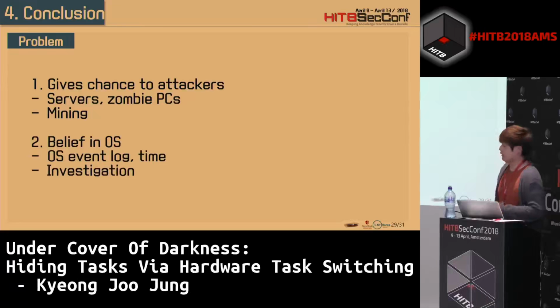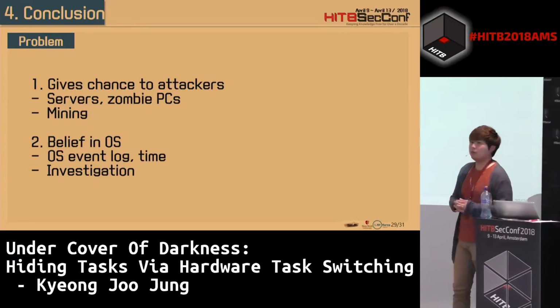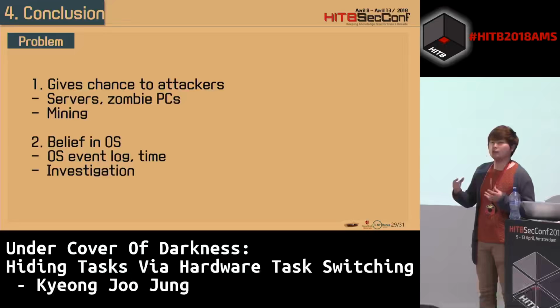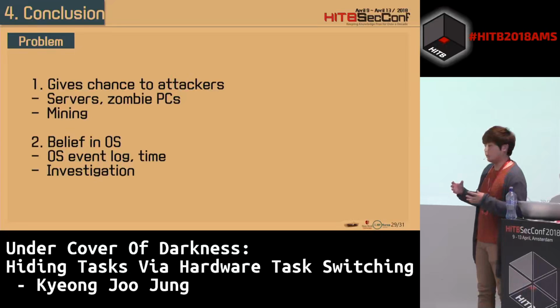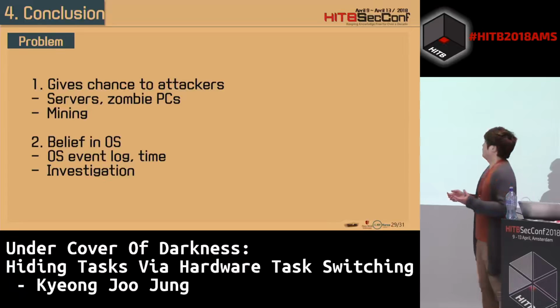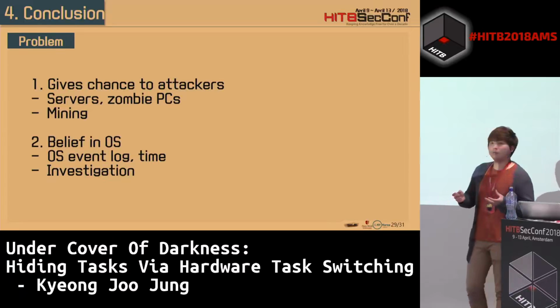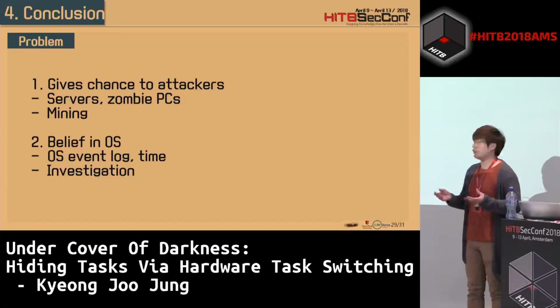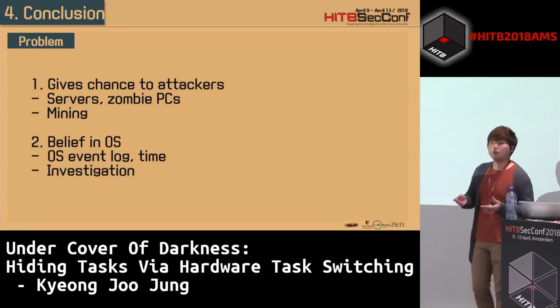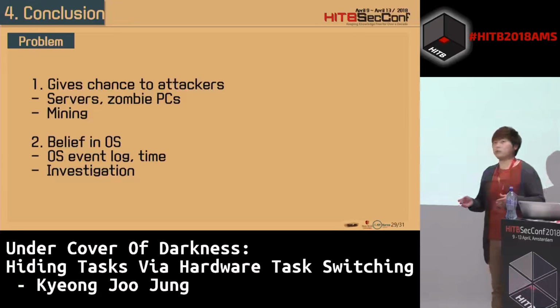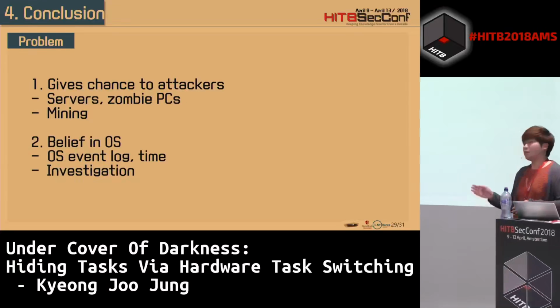And the second problem is the belief in OS. Everybody thinks that the OS is reliable, but with the hardware task switching, it won't be reliable anymore because the event log and the time from the OS won't be trustful anymore. And inside the investigation using the forensics, I think this is a big problem.